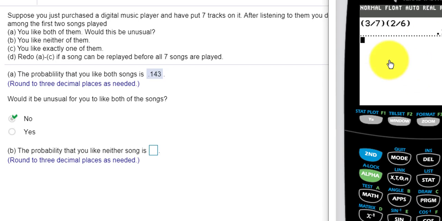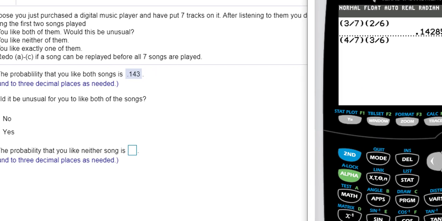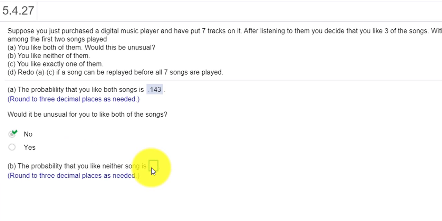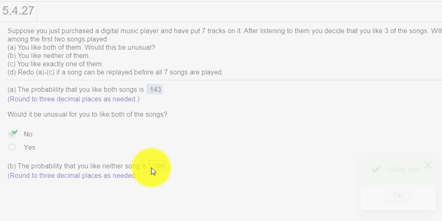So in this case, we could do similar math. The probability that I don't like the first song: well, if I only like 3 out of the 7 songs, that means I don't like 4 out of the 7 songs. And then for my second pick, I wouldn't like 3 out of the 6 songs. When I multiply those together, it's 0.286 because we're going to round. I'll check answer, and we get the good job.